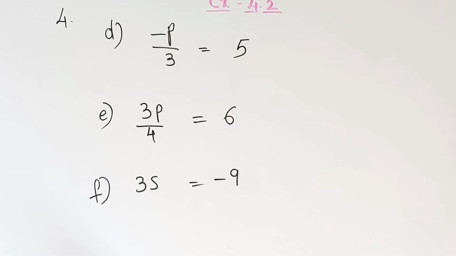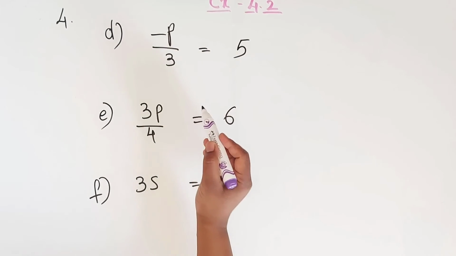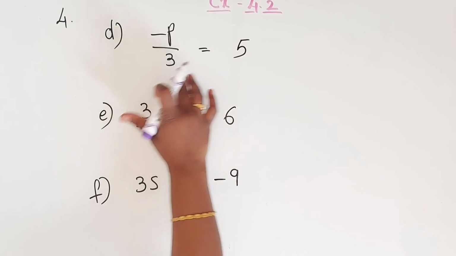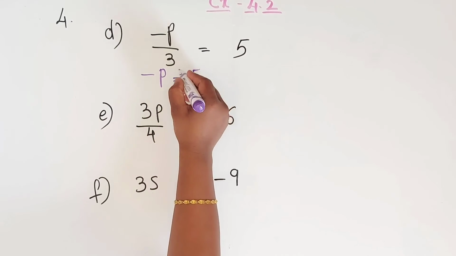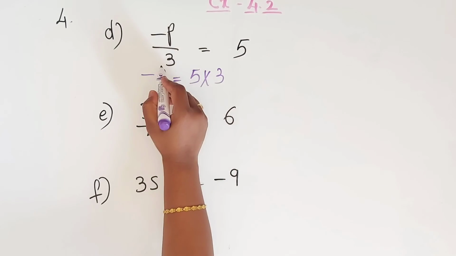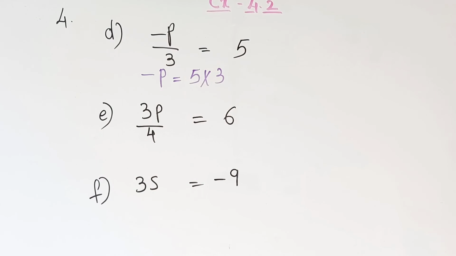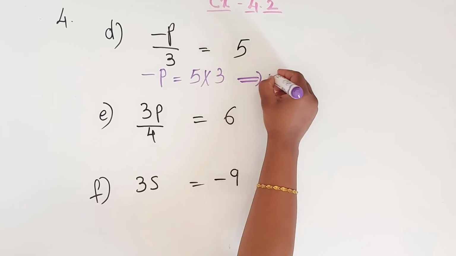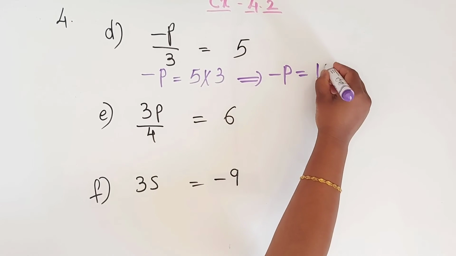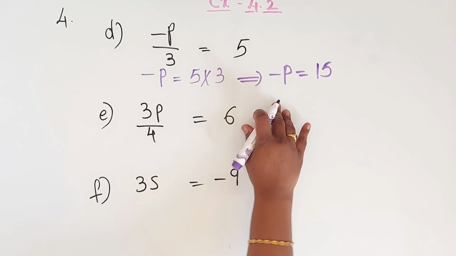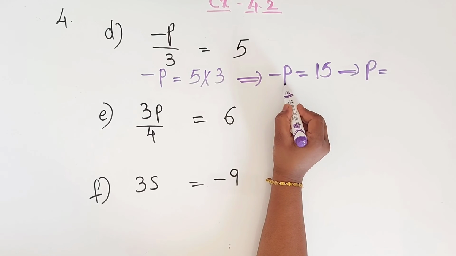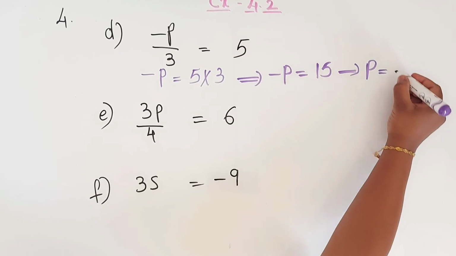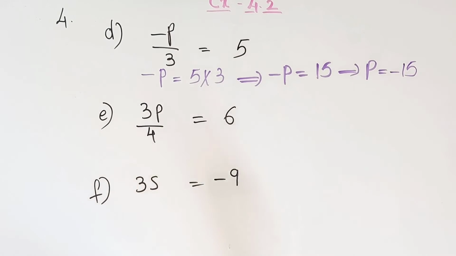Question D. Minus p by 3 equal to 5, children. We want p only. So send this 3 to the right hand side. Therefore minus p equal to 5 into 3. Right? 3 is dividing here. If you send to the right hand side, it will multiply. Now minus p equal to 5 3s are 15. We want p only. Multiply with minus on both sides. Minus into minus is plus here. Minus into 15 is minus 15. P equal to minus 15.